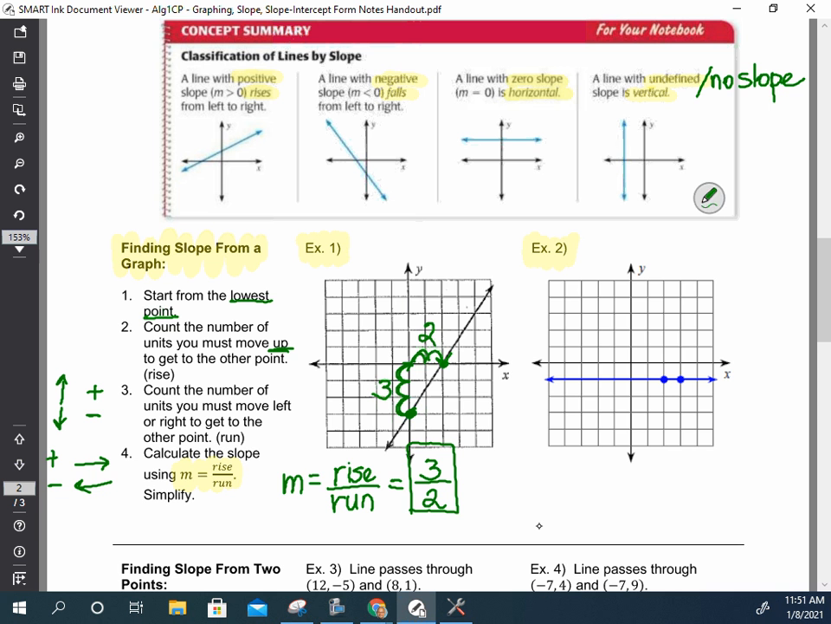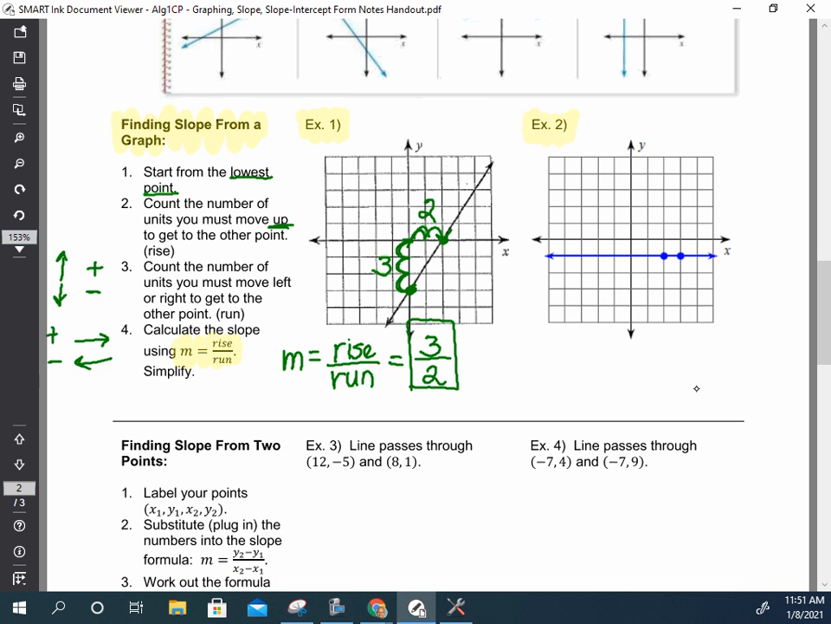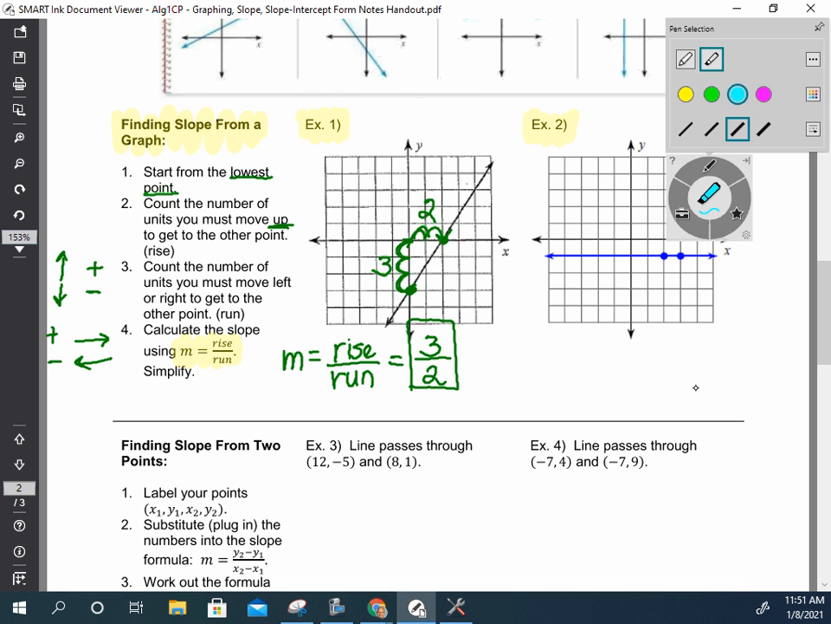So let's do example 2. I'm going to scroll up a little bit just so that those people who are already ready to go for examples 3 and 4 can do that. Those count as notes.